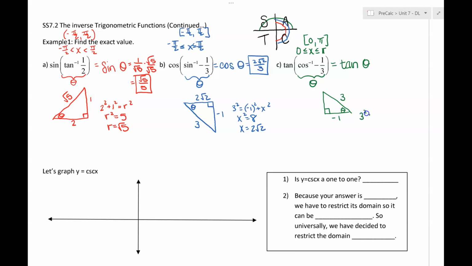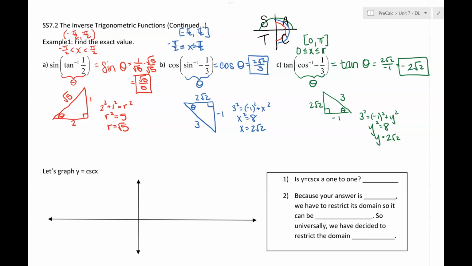And then we can use the Pythagorean theorem to figure out what that missing leg is. I keep writing plus, it's such a habit. There we go. So y squared is 8, which means it is just like we saw in the previous example, 2 rad 2. Okay, so then tangent is opposite over adjacent with our given triangle, which means it's negative 2 rad 2.